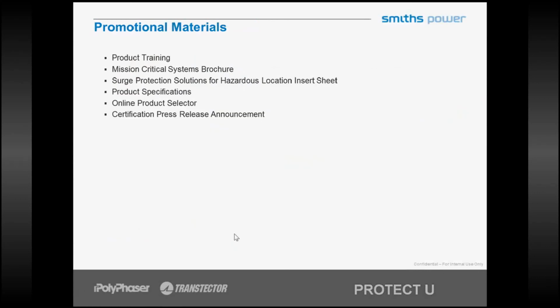The overall launch consists of our product training, our mission critical systems brochure, our insert sheet for that brochure, the product specifications showing the proper marking. Of course, we have our online protector selector in our web page that will show the hazard location marking, and our global certification press release announcement that is coming forth to our channel partners and customers alike.